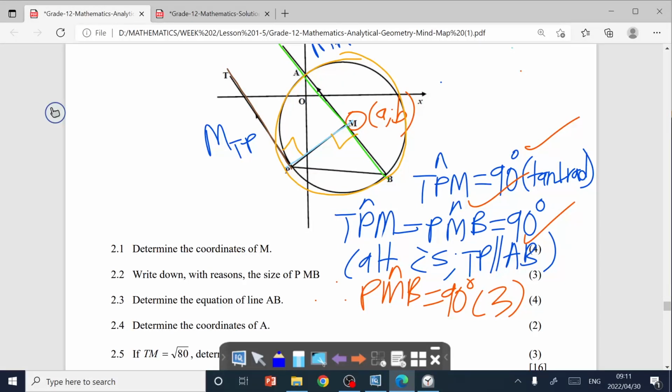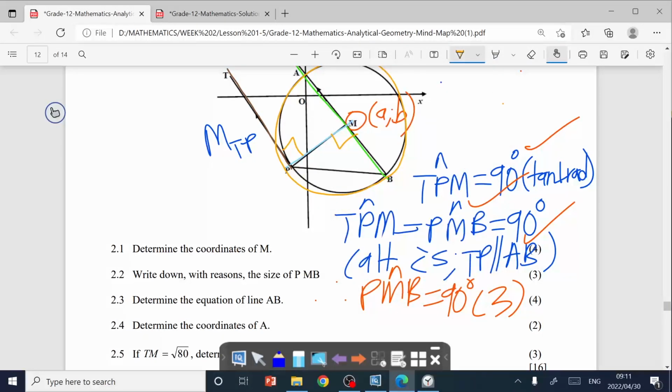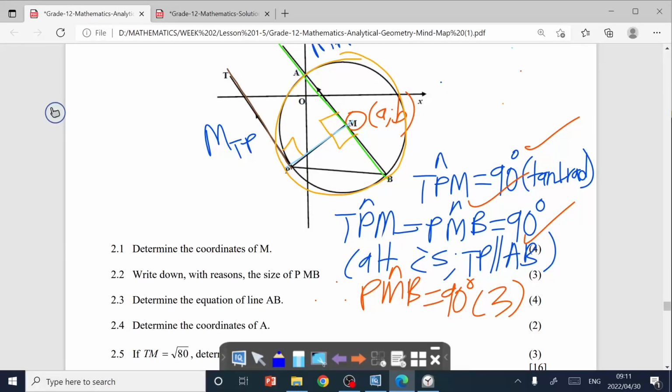Good. Okay, some of you found this angle from going around. Some of you found the angle PMA using cointerior angles. It's 90 degrees. And then from there you use angles on a straight line. So it's also 3 marks. That's good. Well done.